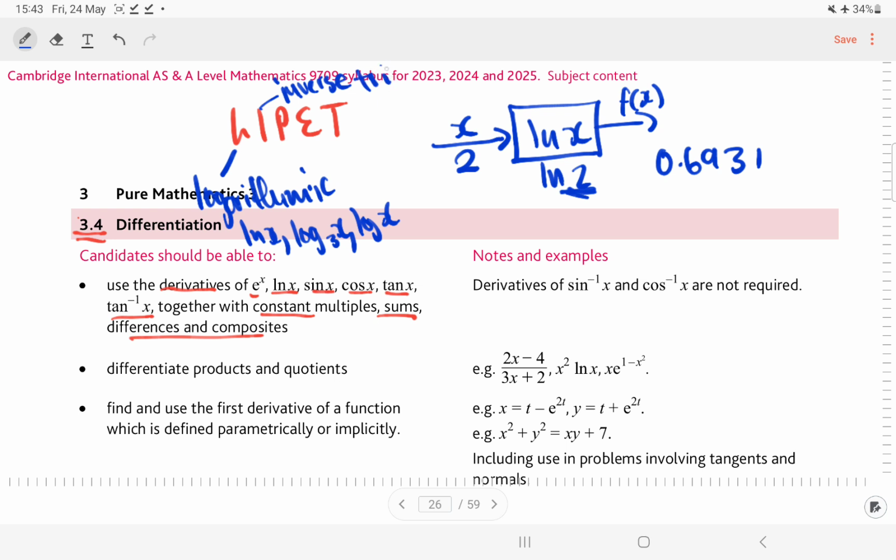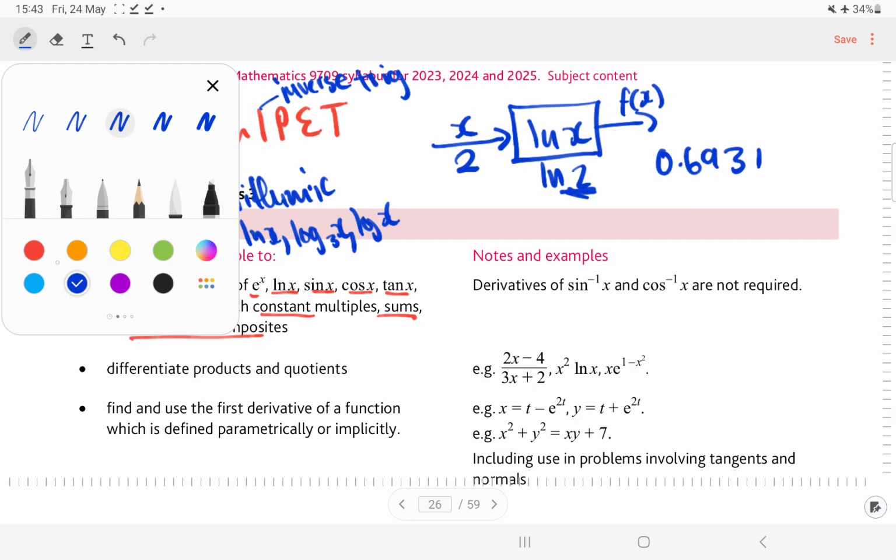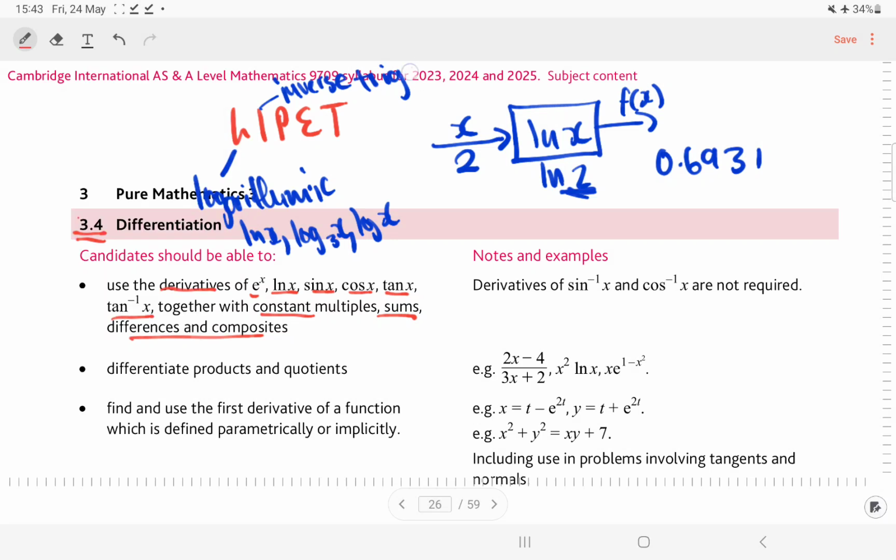Inverse trig function. This is another type of machine. It does something to numbers, and it gives you an answer. So inverse trig are sine inverse of x, sine to the power of -1 of x, or cos to the power -1 of x, or tan to the power -1 of x.